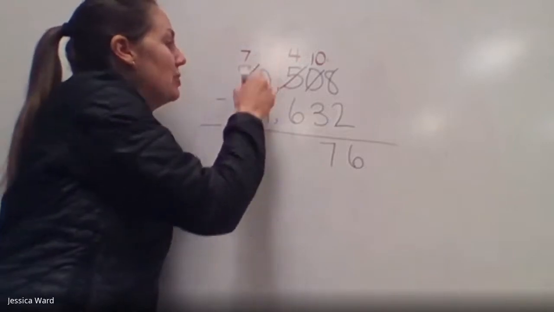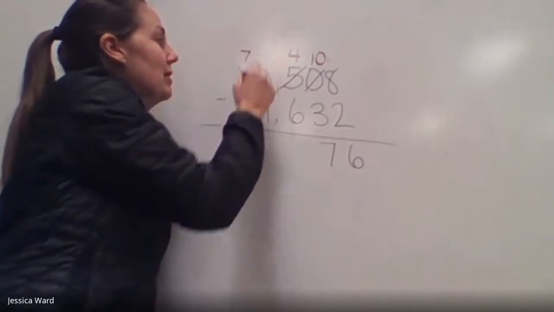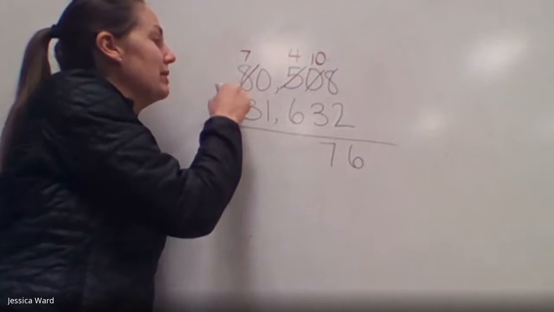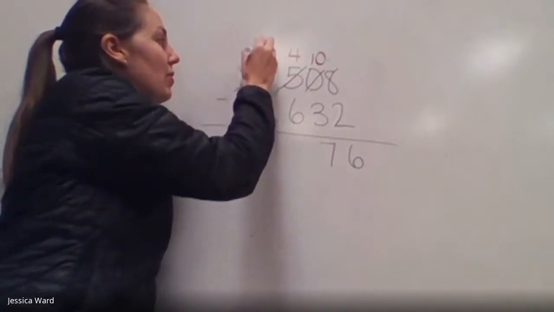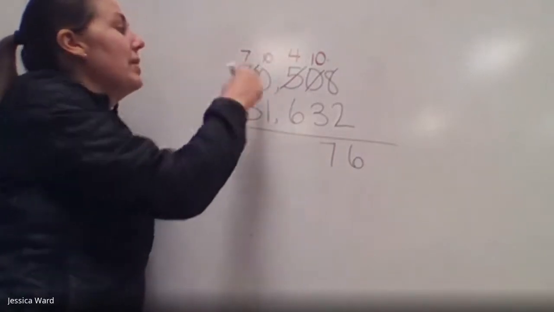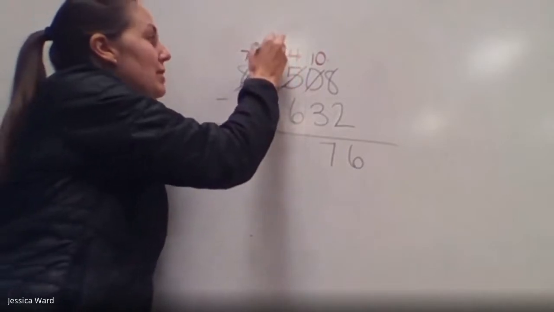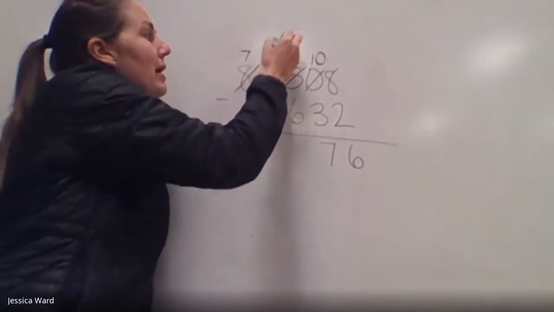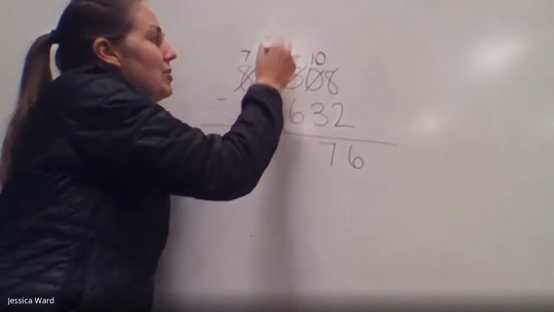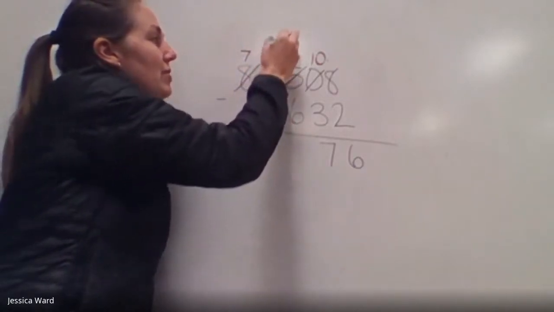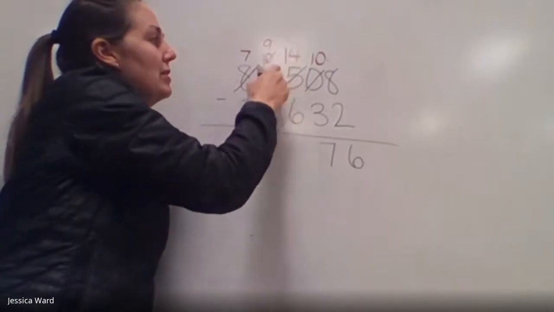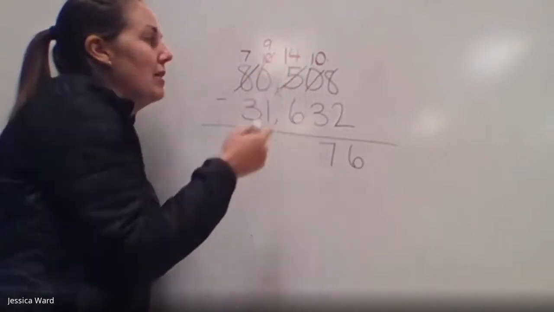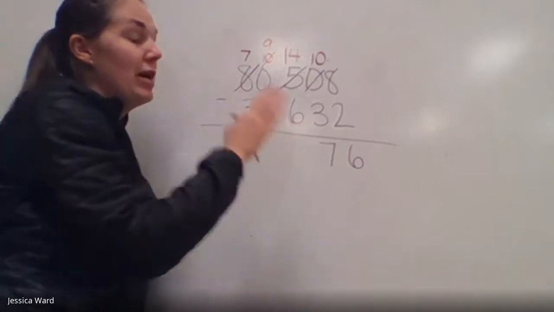I'm going to give it to my thousands place. So 1 10,000 is going to go here. But now I need to get it to my hundreds. So I'm going to take one of those thousands away, leaving me with 9 here. I'm going to give it to my hundreds. So that would be like 10 hundreds. So that would give me 1,400s, 10 hundreds plus the 400s I already have. And now I can subtract.